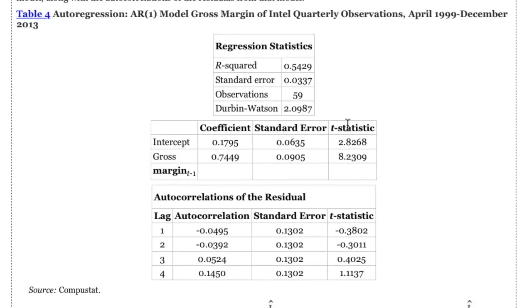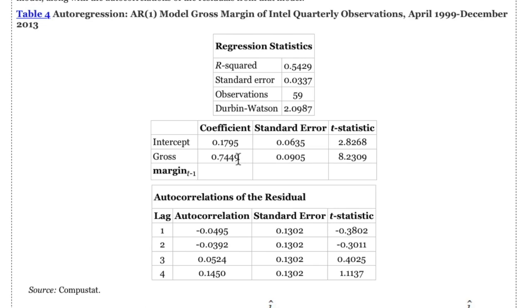Let's just get right to it. R squared 54.29, standard error, observations 59, the Durbin-Watson. Do we pay attention to this now? Once we get to AR models, you ignore the Durbin-Watson. SPSS or Stata will still spit it out for you, but just ignore it. It's meaningless, so we'll just ignore that.